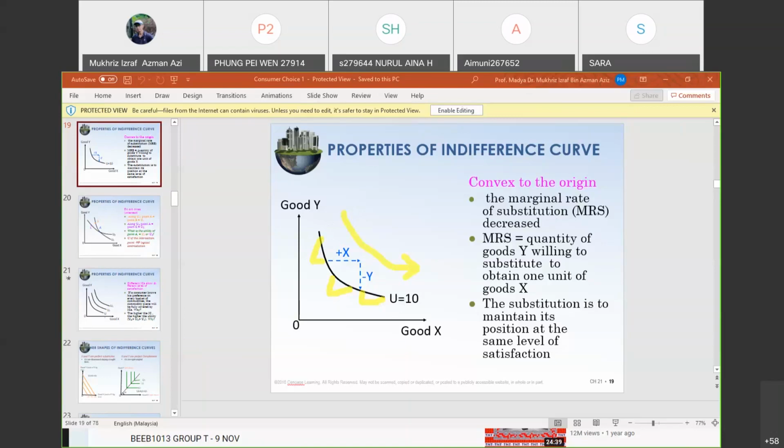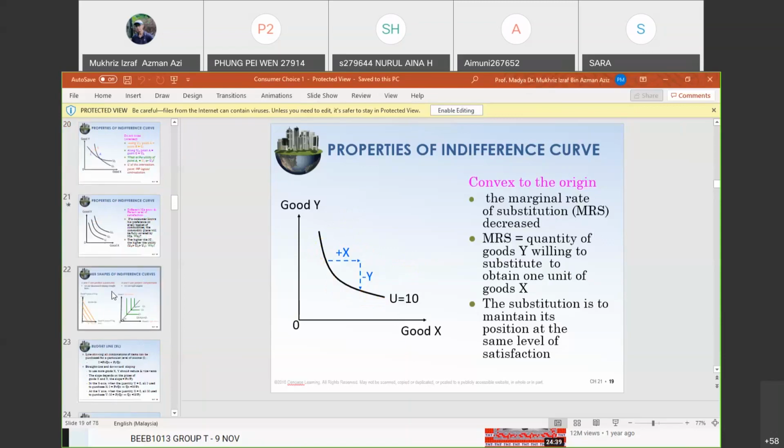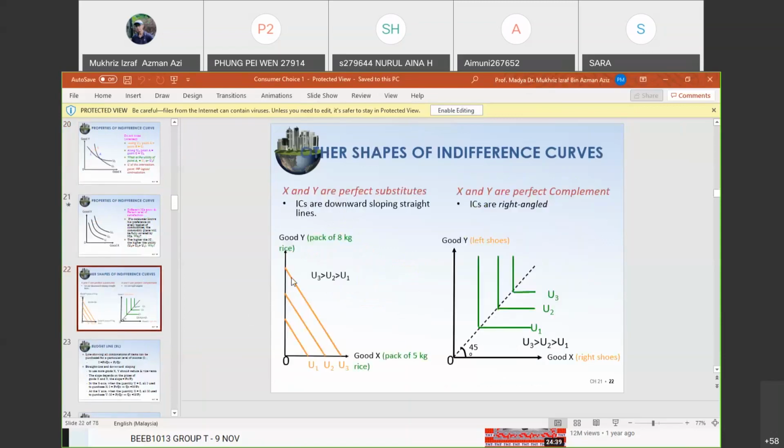But for a perfect substitute, the MRS will be constant because it is a straight line. The slope of a straight line is constant, the gradient or the slope will be constant. So that's why it fits under the perfect substitute. You can substitute good X or Y, and the quantity of X or Y that you need to let go will remain the same, because the indifference curve is a straight line.